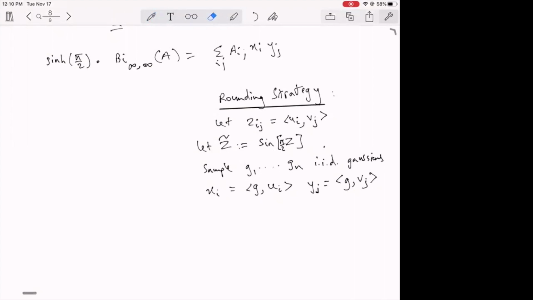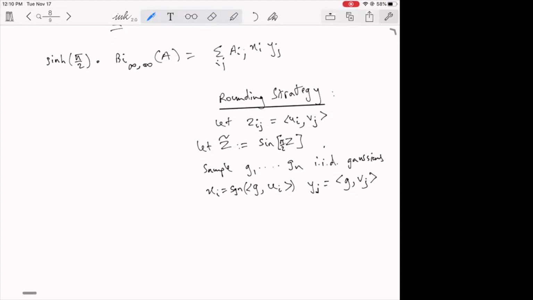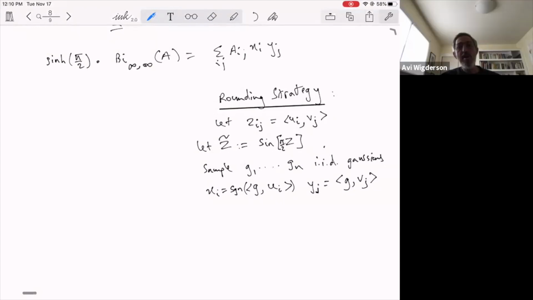Sorry, I made a slight mistake. What, where are you using the Gis? In this inner product. G is the vector of Gis. Oh, G is a vector of Gis. Sorry, you're okay. Yeah, good.